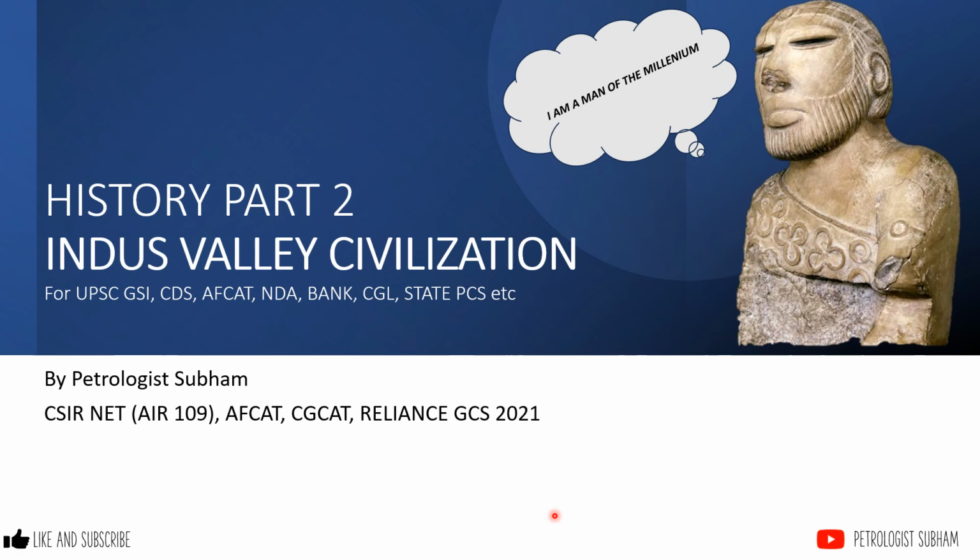Now, when we talk about the civilization, this is one of the oldest known human civilizations in human history. It existed in the earliest phase of 3300 to 3500 BC.